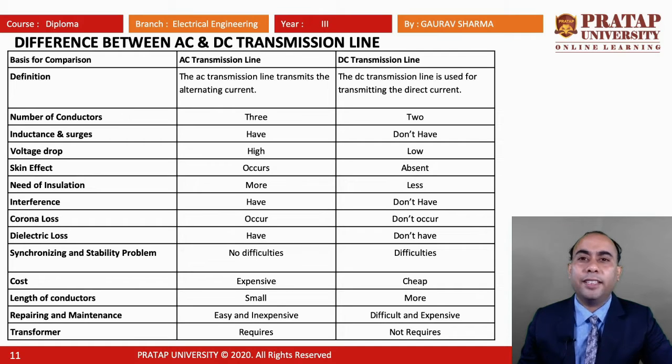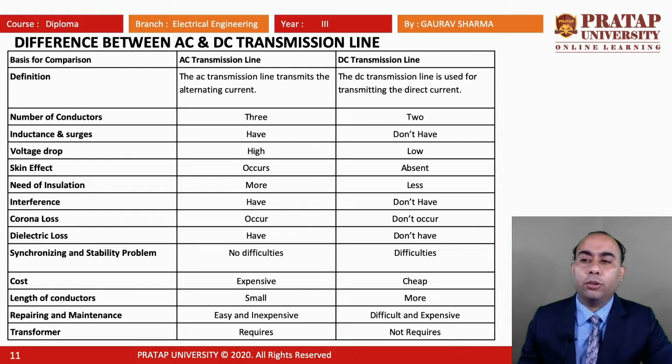So when we talk about AC and DC transmission systems, we see certain differences. As per the definition, AC has alternating current and DC has direct current. When we look at the number of conductors, AC generally has three conductors. When we see it in our house, in AC we have phase, neutral and earth, and when we look at DC we have positive and negative only.